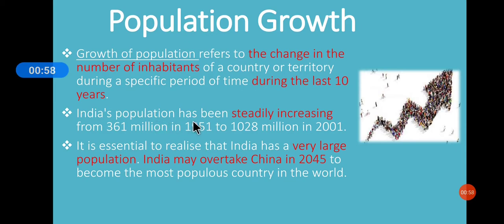India's population has been steadily increasing, slowly, gradually, from 361 million in 1951 to 1028 million in 2001. So every decade, millions of inhabitants have been added in a particular region. In the whole of India, the number of population has been steadily increasing.